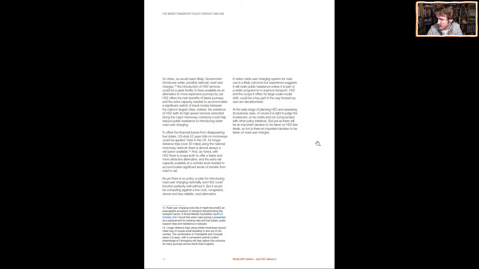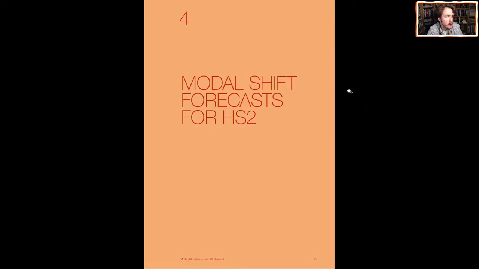Anyway, there's lots of discussion going on. I know there's lots of you who are big EV fans in the chat, and others of you who are not. I just remind you all, electric vehicles only solve one issue. Fighting against cars and against car dominance and car dependence is absolutely crucial for us to have a viable future. Absolutely critical. So, modal shift forecast for HS2.